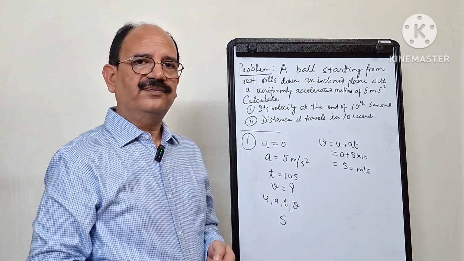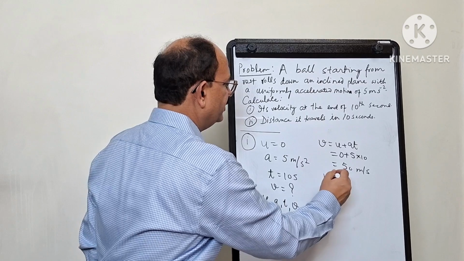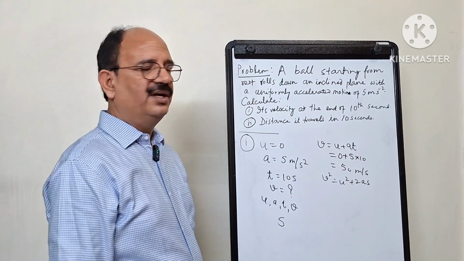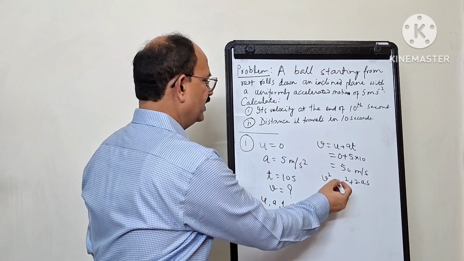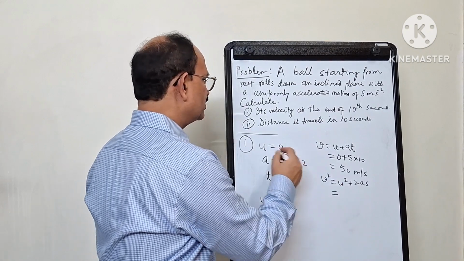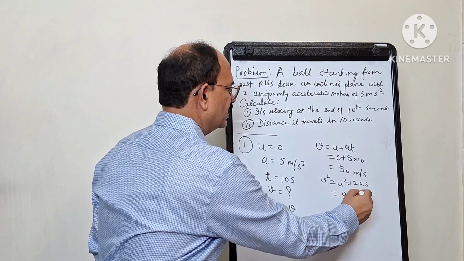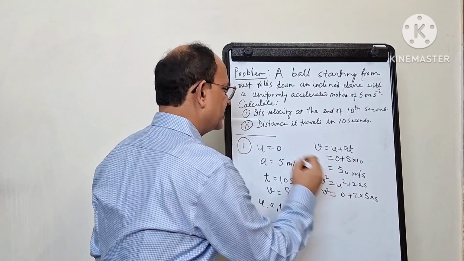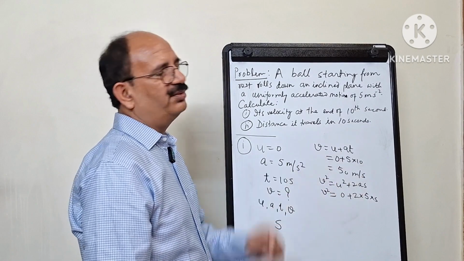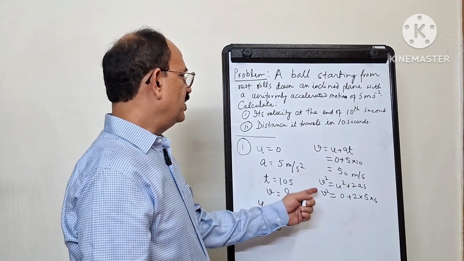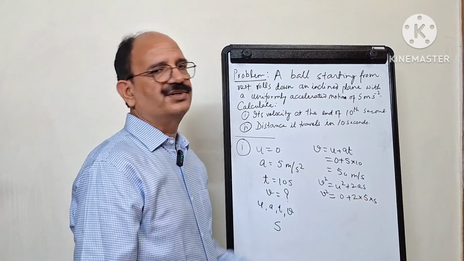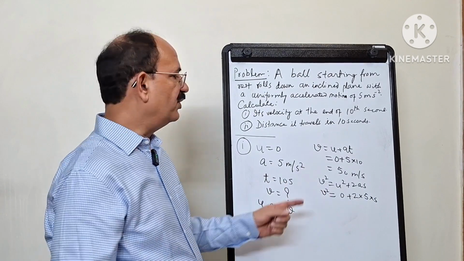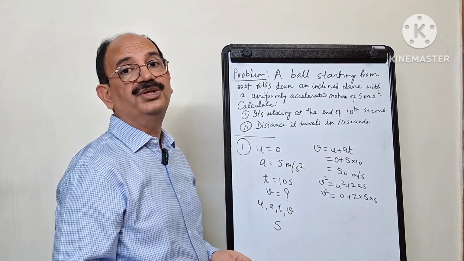Now a student may think, why can't I use this equation, v square is equal to u square plus 2as? Okay, let's see what problem it creates. Let's start putting the values. U is equal to 0, so 0 square is equal to 0, plus 2 into a, which is 5, into s. So v square will then become equal to 2 into 5 into s. Now here is the problem. You have one equation, but you have two unknowns, v and s. You can't solve two unknowns with only one equation. Therefore, you have to choose the correct equation to be used.